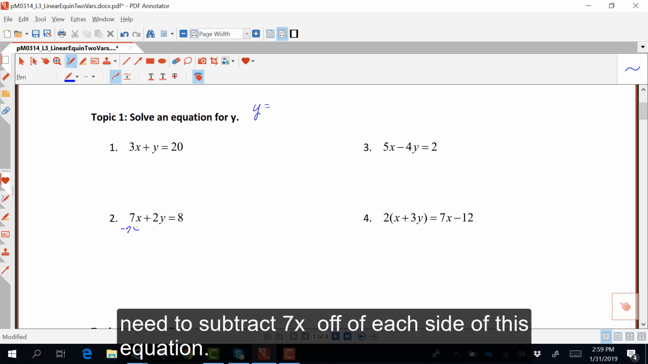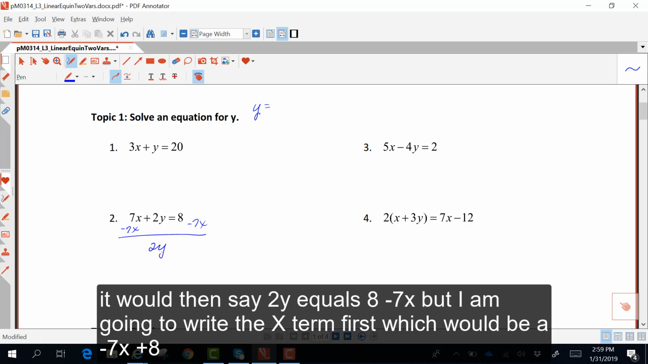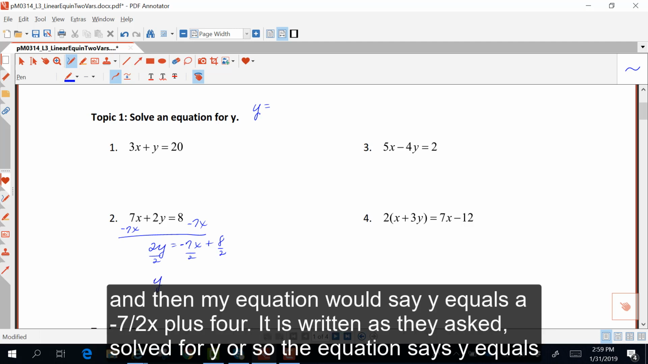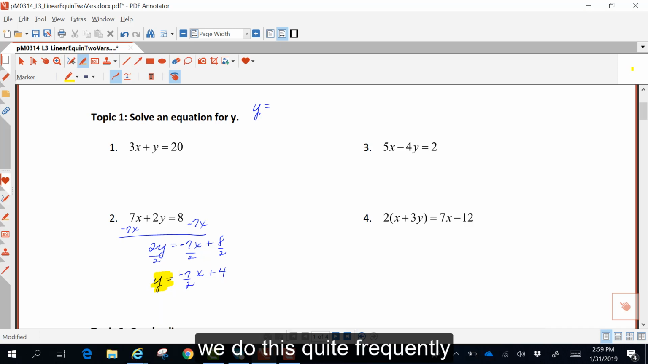I would need to subtract 7x off of each side of this equation. It would then say 2y equals 8 minus 7x, but I'm going to write the x term first, which would be a negative 7x plus 8. I would then need to divide off the 2, and then my equation would say y equals a negative 7/2 x plus 4. It is written as they asked, solved for y, so the equation says y equals. We do this quite frequently.